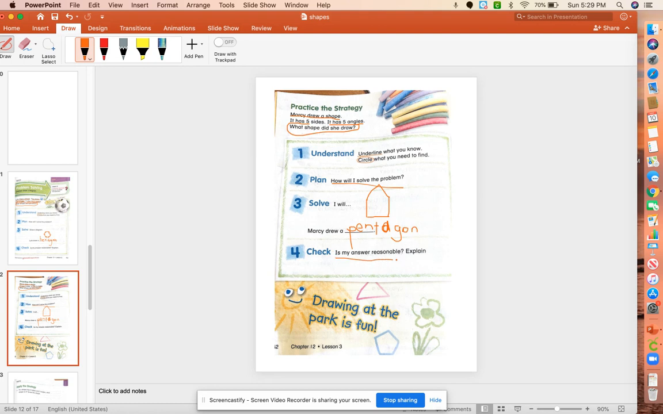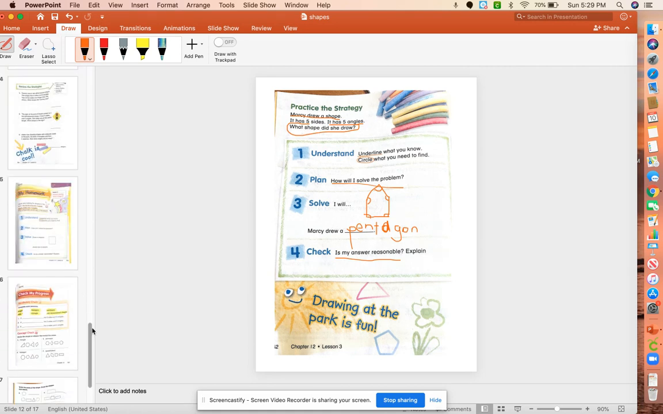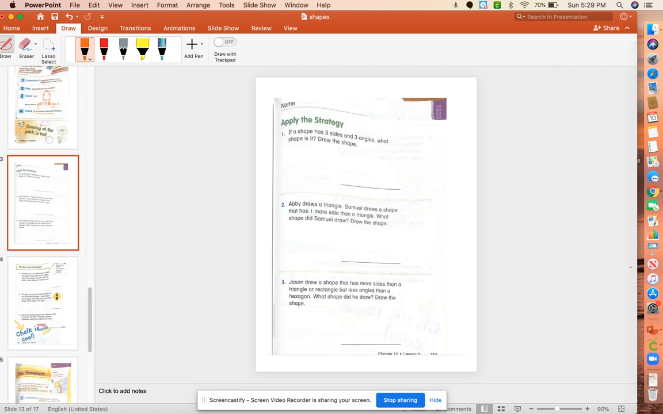So, is my answer reasonable? Yes, because it has 5 sides. 1, 2, 3, 4, 5. It's not like a circle or something that has lots of different sides and angles as well. Let's check to make sure we have 5 angles. 1, 2, 3, 4, 5. Yep. Good. Let's take a look at our first problem.